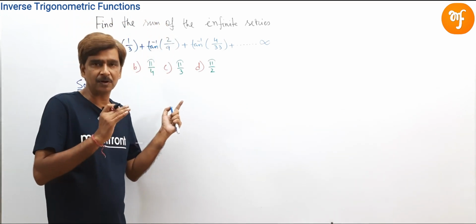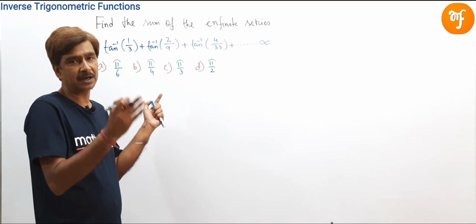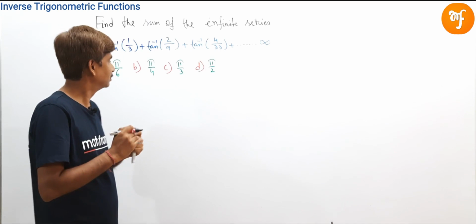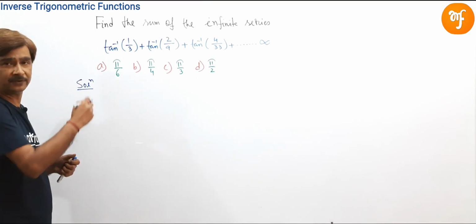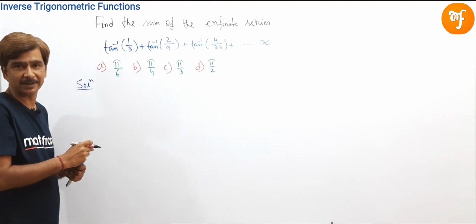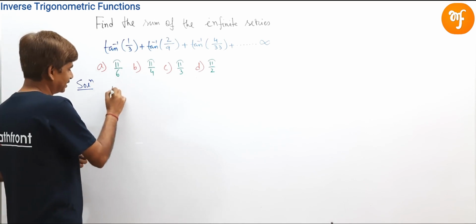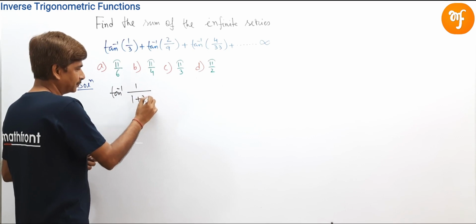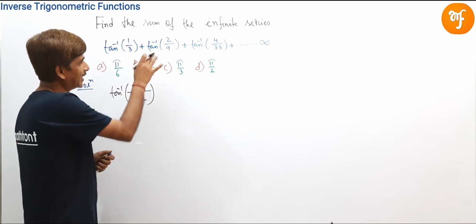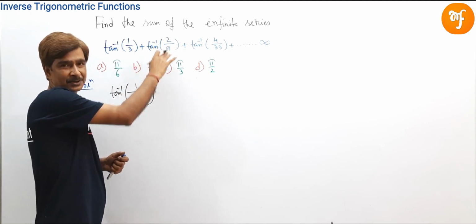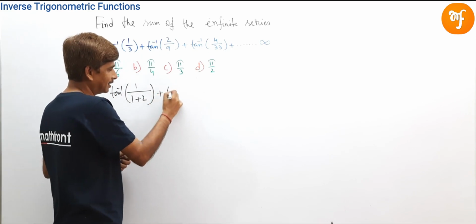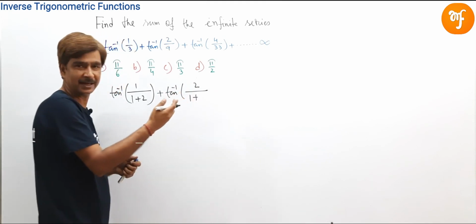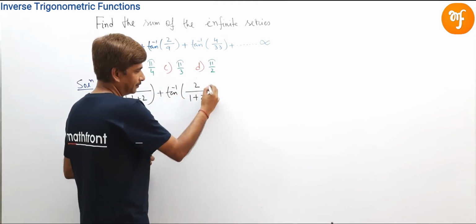Here, first of all, we'll try to find out the nth term of the series. Okay, so look. In the first term, it is tan inverse 1 by 3 and tan inverse 1 by 3 can be written as tan inverse of 1 divided by 1 plus 2. In the second term is tan inverse 2 by 9, that can be written as tan inverse of 2 divided by 1 plus 8 and 8 can be written as 2 cube.